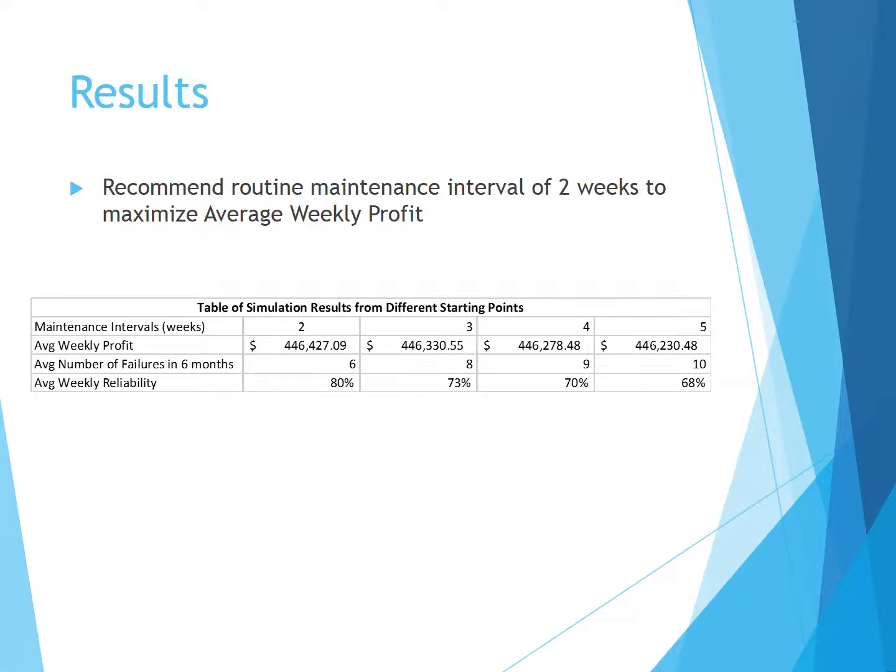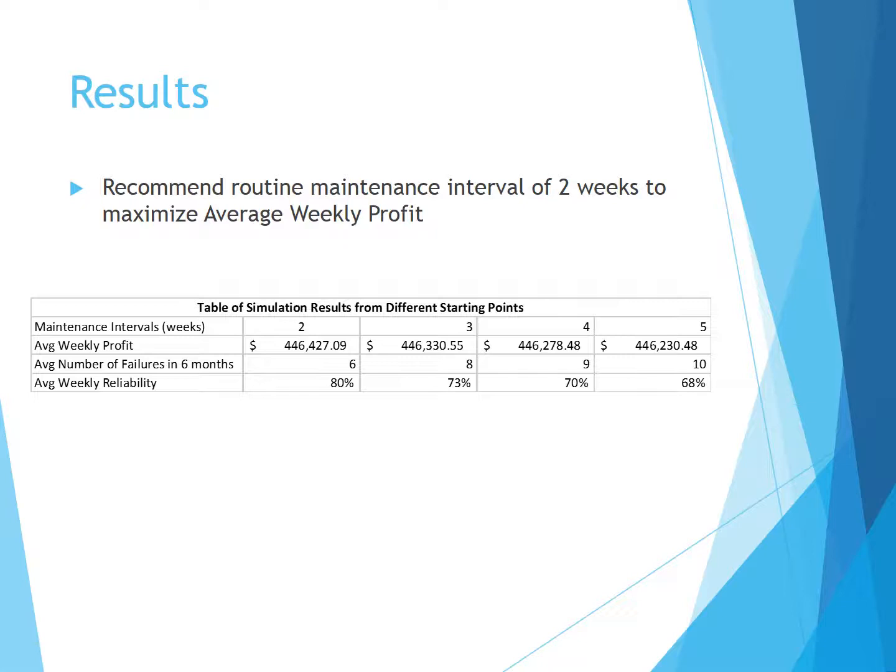The results of our analysis led us to conclude that routine maintenance should be performed every 2 weeks to maximize our average weekly profit. If we do perform our maintenance every 2 weeks, we can expect that profit to be around $446,000 a week. This was similar to the other maintenance intervals, but was the highest average weekly profit.